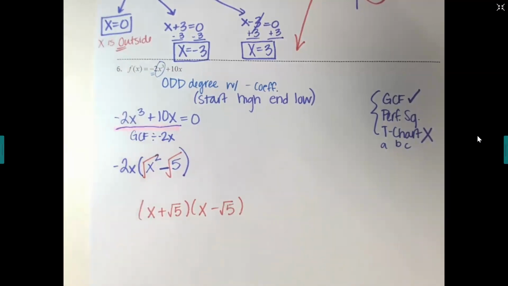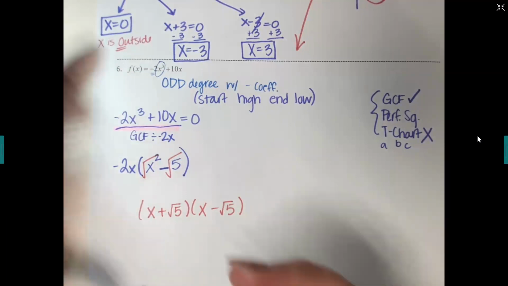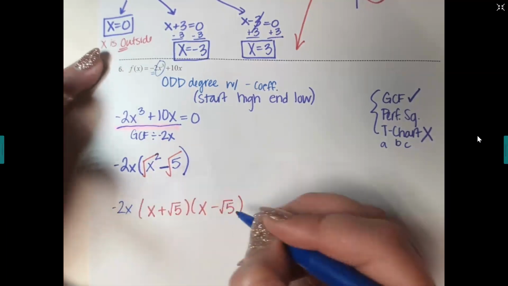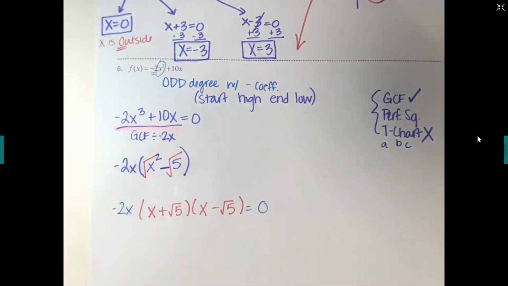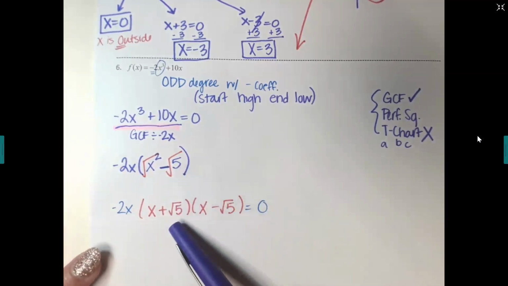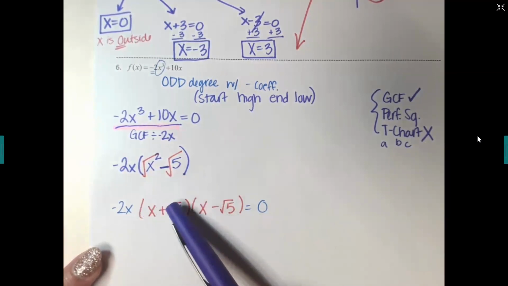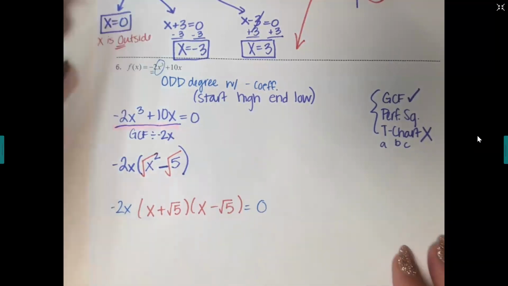Okay, and then usually I would have you find what that number is, but I don't have a calculator, so who cares? Okay, and then my -2x from the front is just staying right there. Okay, so even though the square root of 5 isn't perfect, I'm going to still just split it up anyway. So it'll go to an x plus root 5 and an x minus root 5.